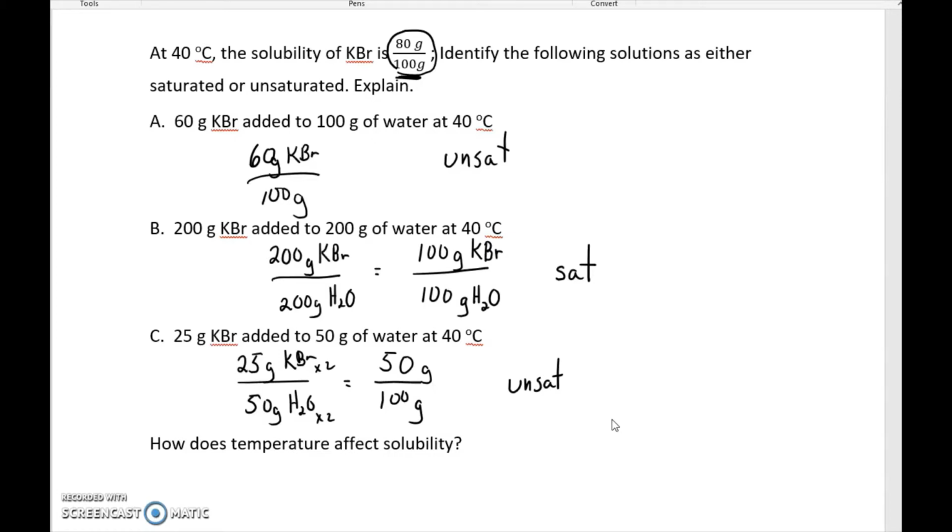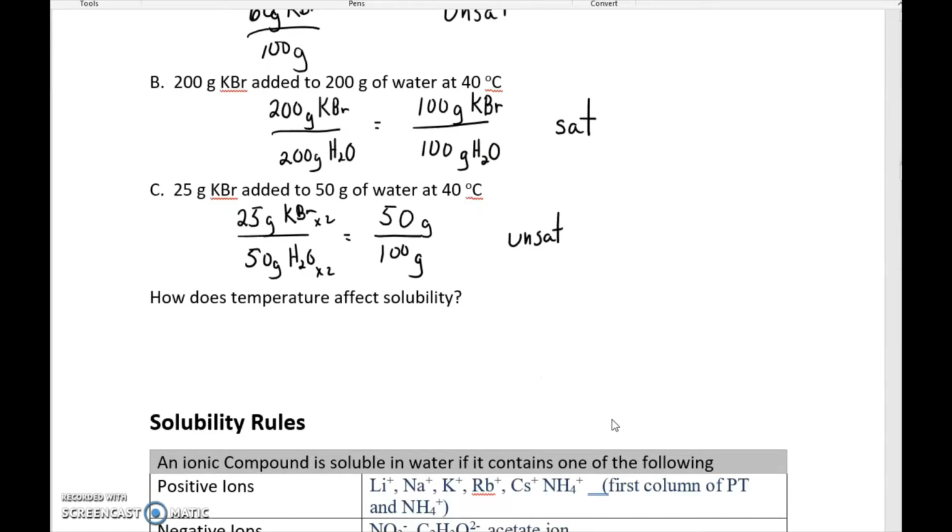Okay, how does temperature affect solubility? Well, if we're dissolving solids in liquids, increasing the temperature will increase the solubility. If you're trying to get sugar to dissolve in your iced tea, if you warm your iced tea, more sugar will dissolve. If you're dissolving a gas in a liquid, it's just the reverse. Increasing the temperature decreases the solubility.